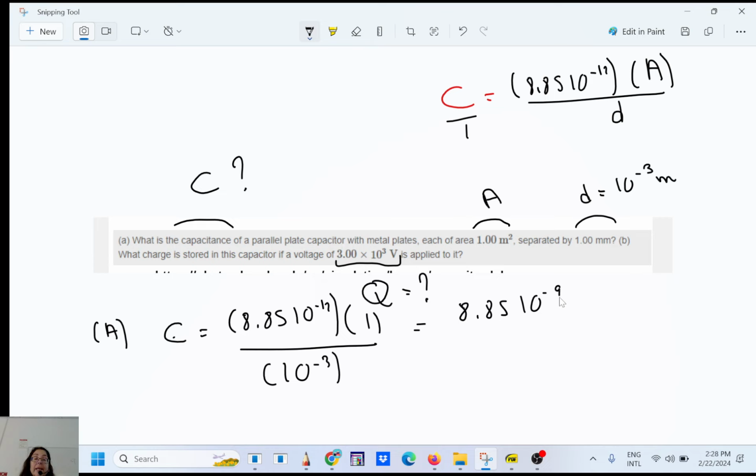Negative 9. What's the unit? Farad. I don't know how to say it; I knew someone named Fahad. So anyway, when you divide by 1000, you move it up and it becomes plus 3.